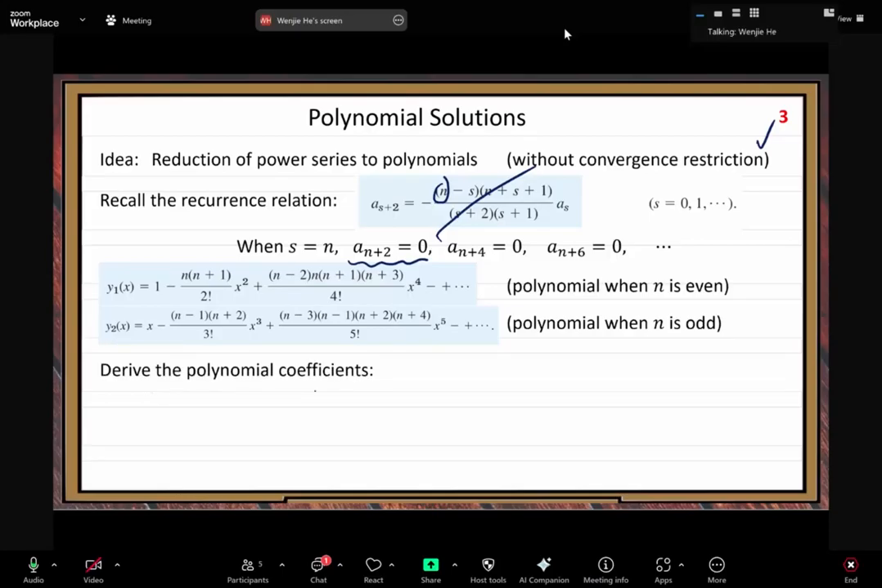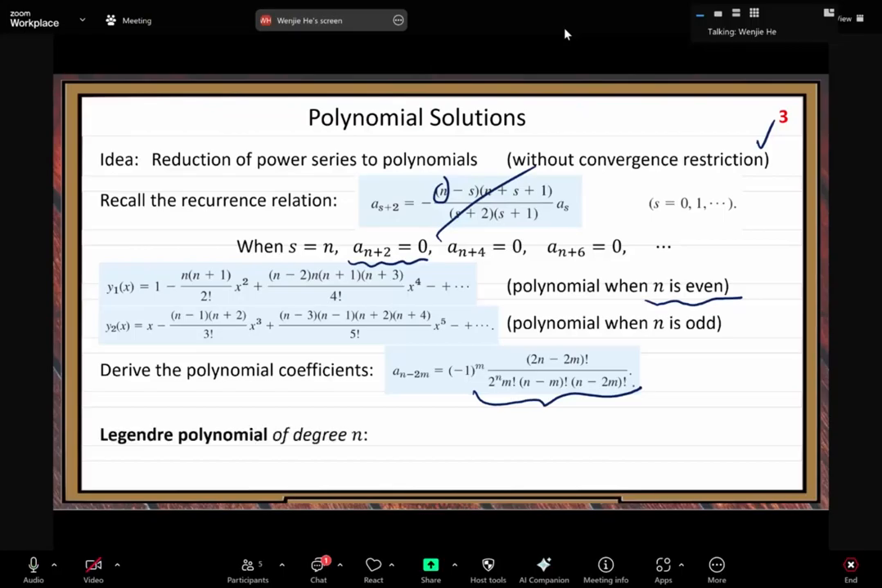So derive the polynomial coefficient. Because here for the polynomial coefficient you do iterations. When n is even, you collect the terms, because there are finitely many multiplications you need to do, although you need to do them very carefully. So that's the result.